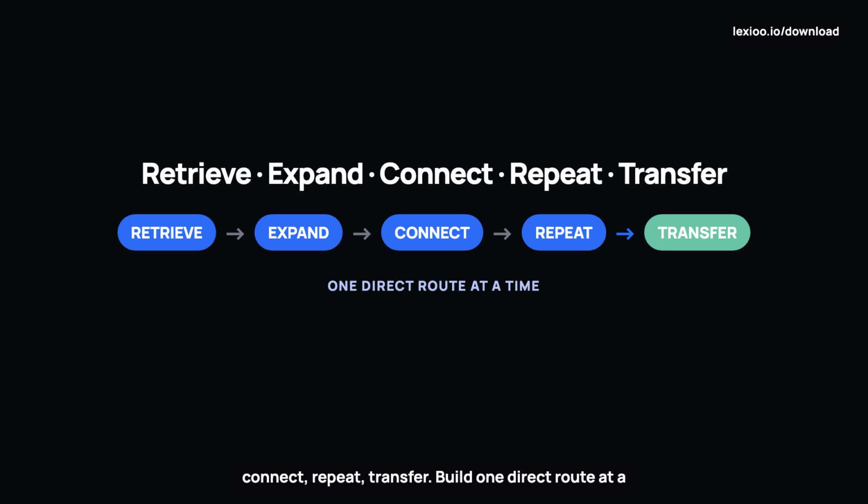Build one direct route at a time and use translation when it genuinely helps, instead of treating it as failure.